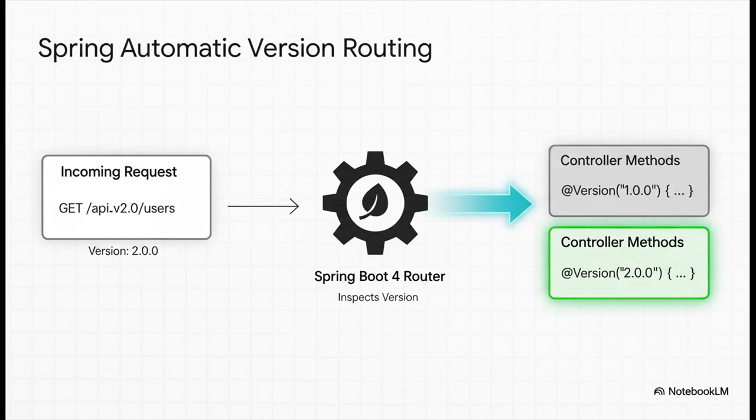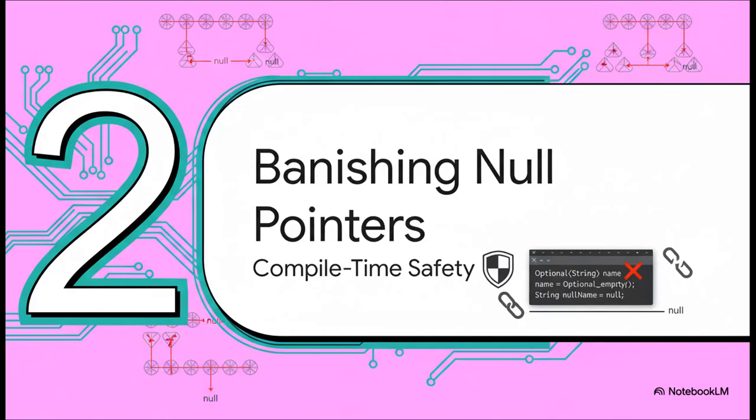So the real takeaway is this. You just configure your versions once, and Spring does all the heavy lifting. No more hacking around with URLs. As you can see, when a request for version 2 comes in, the router sends it straight to the correct method. This is a total game changer for building APIs that are actually easy to maintain. All right, let's move on.